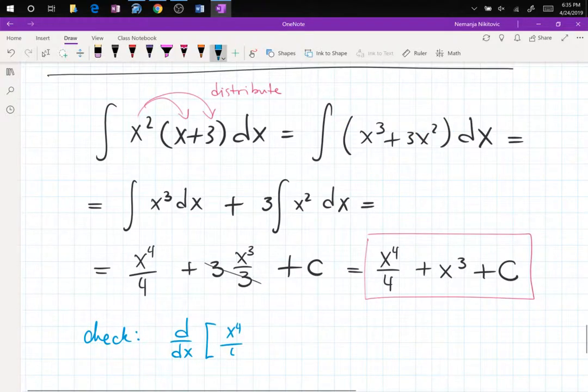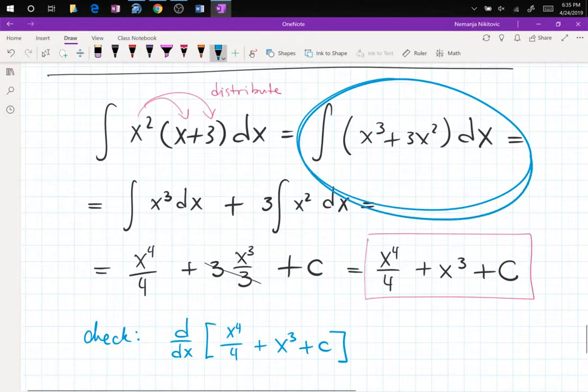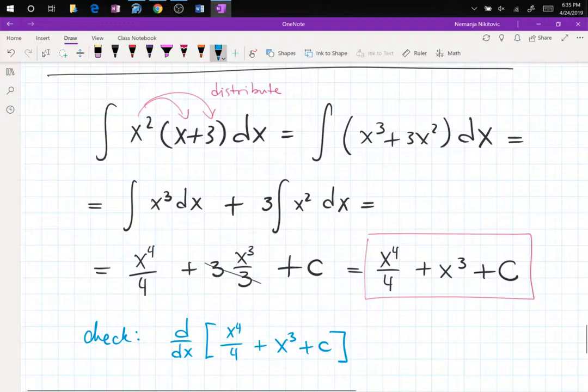So if I differentiate this, it better land me here, and it will. The derivative of x to the 4th over 4 is 4x cubed over 4 plus 3x squared, and the derivative of c is 0. The 4's cancel, and 0 goes away, right? So we have the problem. I will agree with you that integration is going to be tougher, but this is a blessing that we have.